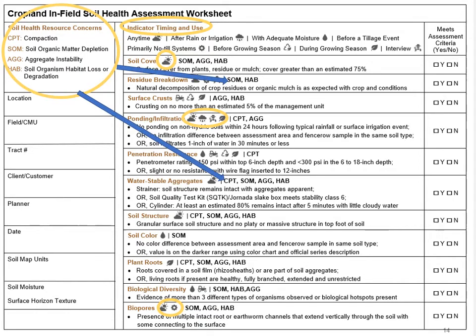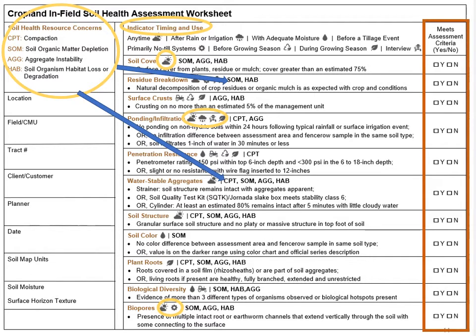The next thing that we're going to look at here is the list of the soil health resource concerns. And each one of these resource concerns has a 3-digit code associated with it. And you'll notice those codes corresponding behind each of the assessments. So residue breakdown as an assessment feeds into soil organic matter depletion and soil organism habitat loss or degradation. Whereas water stable aggregates feeds into, that assessment feeds into all 4 of those soil health resource concerns.